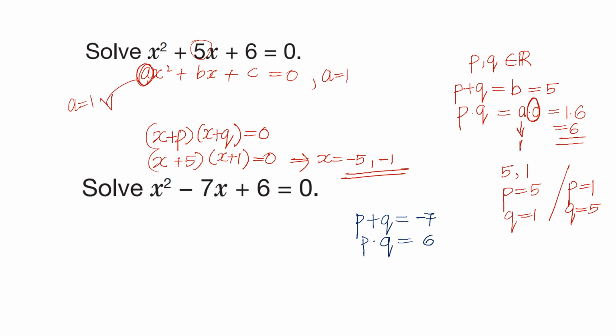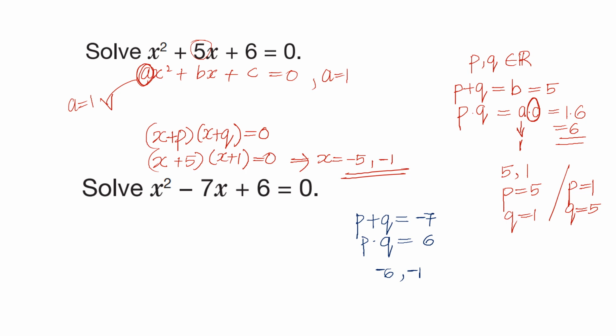So the numbers can be, how come it is 6 and 1? If it is 6 and 1, the product will of course give you 6, but the sum won't give you minus 7. So if the sum should give you minus 7, we can change the sign. That is minus 6 and minus 1. So the sum will give you minus 6 plus minus 1, that is minus 7, and the product will give you minus 6 times minus 1, that is 6.